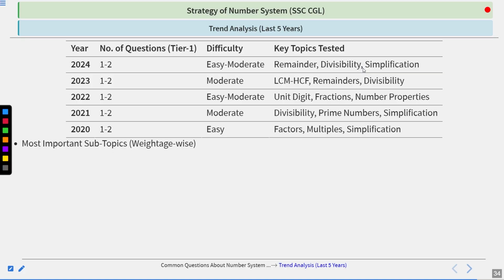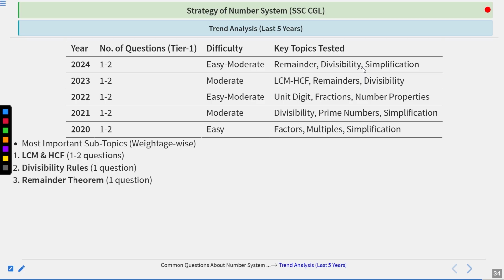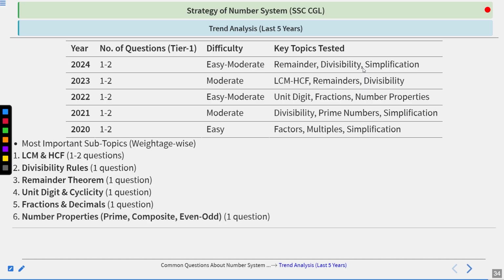The most important subtopics weightage-wise: LCM HCF 1 to 2 questions, divisibility rule 1 question, remainder theorem 1 question, unit digit and cyclicity 1 question, fraction and decimal 1 question, number properties 1 question, which are prime, composite, even, odd based, 1 question asked.